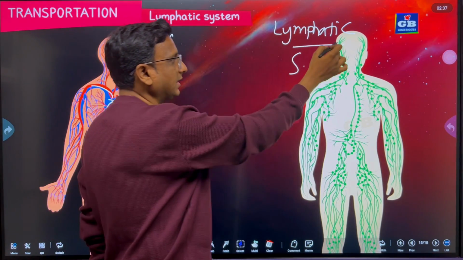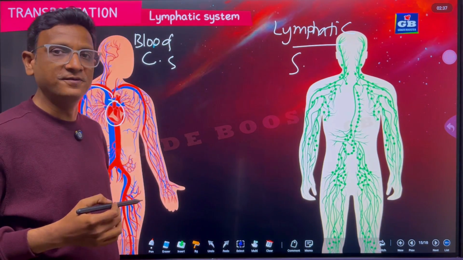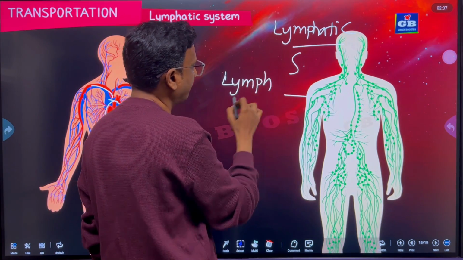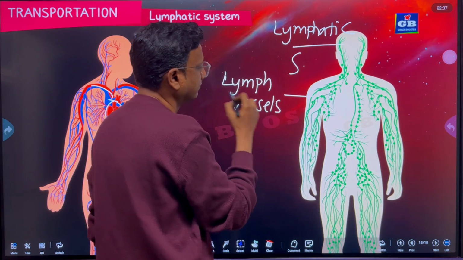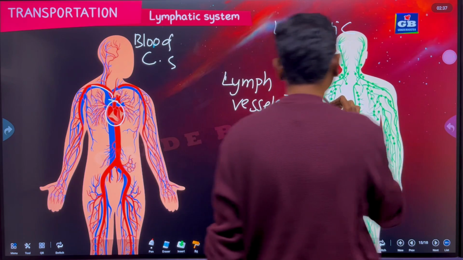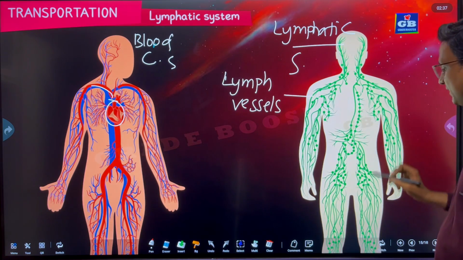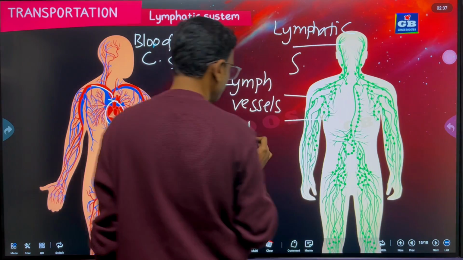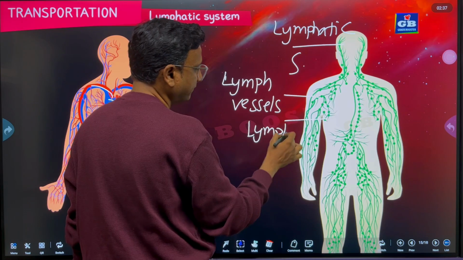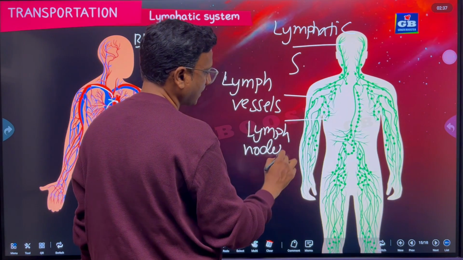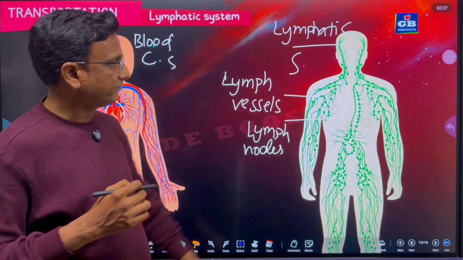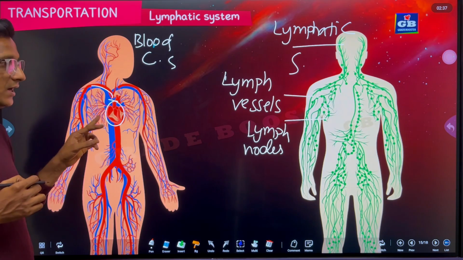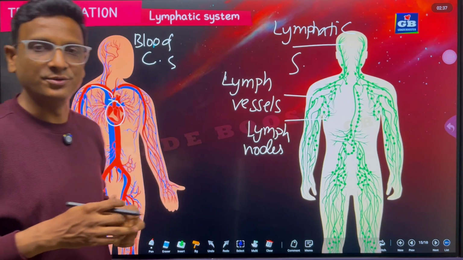Here we see the lymphatic system. The lines shown in green color are lymph vessels. Here you can see the green color dots throughout the system. These dots are called lymph nodes. But see here, it's not connected to the heart. The blood circulatory system is connected to the heart, but the lymphatic system is not connected to the heart.